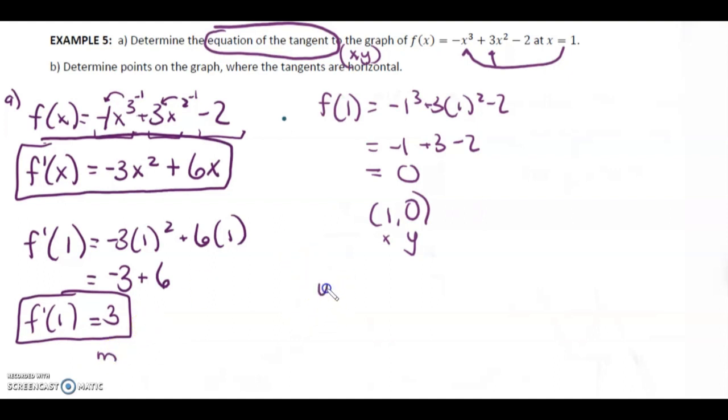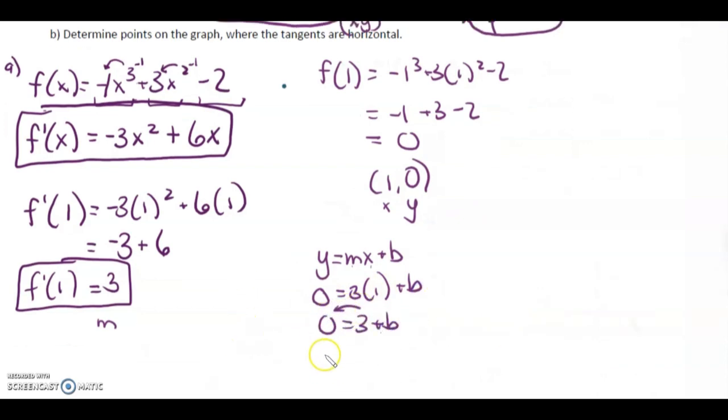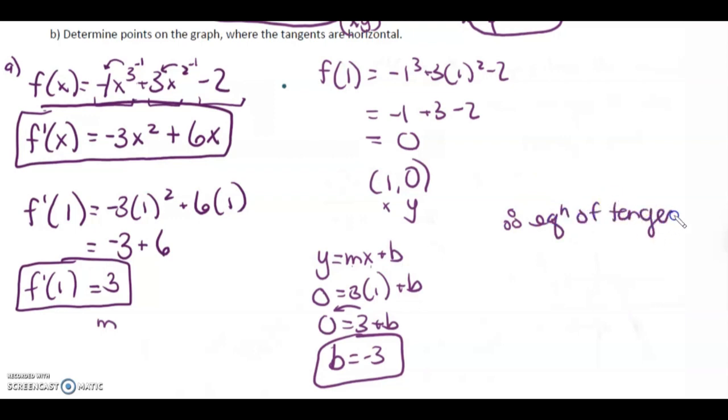So we can go ahead and go y equals mx plus b. The y is 0, the m is 3, the x is 1 plus b. So 0 equals 3 plus b. We can bring the 3 over, and we get b equals negative 3. So the equation of our tangent line at x equals 1, and we can write that if you want, the equation of the tangent line at x equals 1 is y equals 3x minus 3.